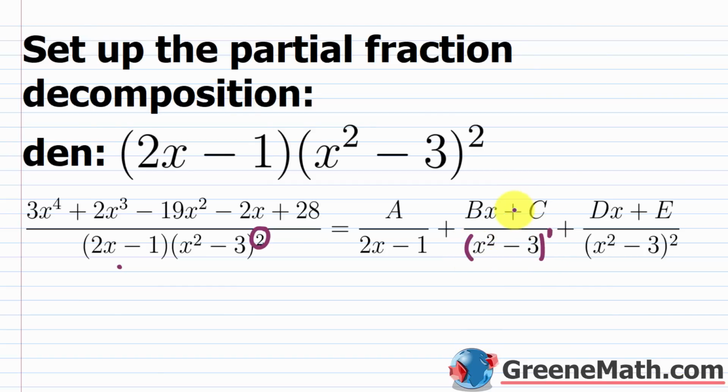You've got to have that. You need a fraction for each power of this guy. So for the first power and then for the second power. So plus Dx plus E over x squared minus 3 quantity squared. This is why these problems start to get out of hand very quickly, because now you have a lot of stuff you have to solve for. You have A, B, C, D, and E now.